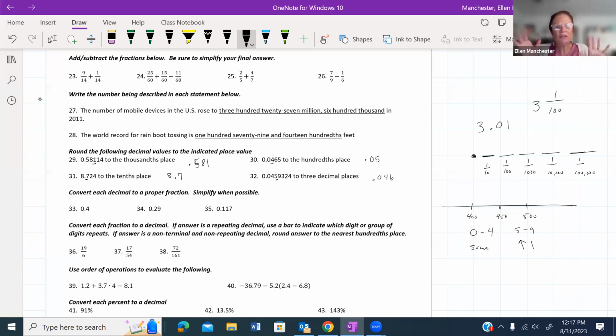Okay, so any questions, comments on rounding? Look at the place value, look to the right, and then the right number tells you which way you're going to go, up or stay the same.